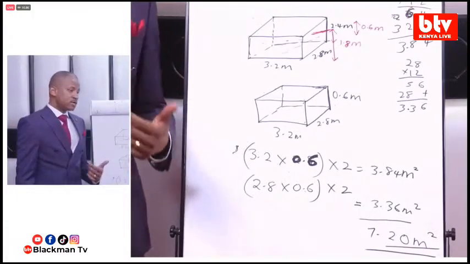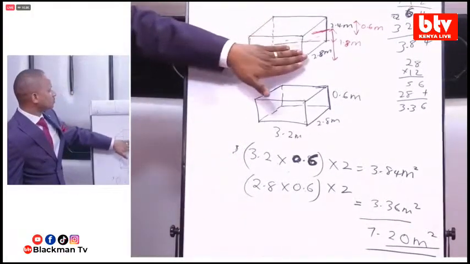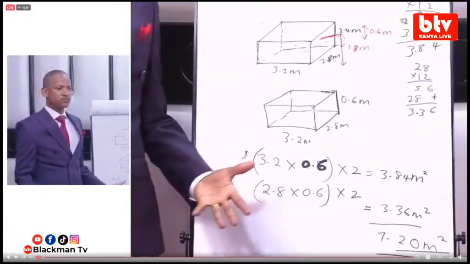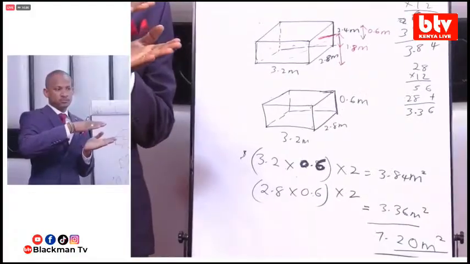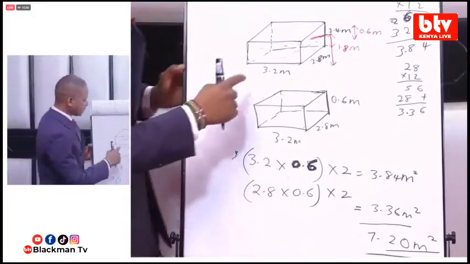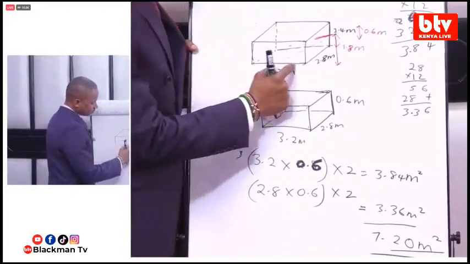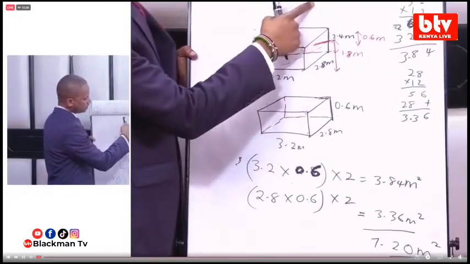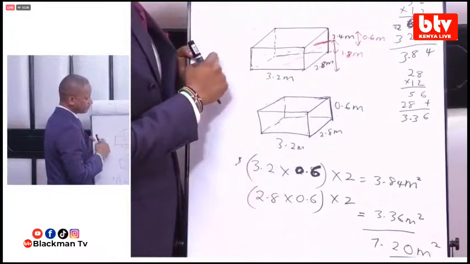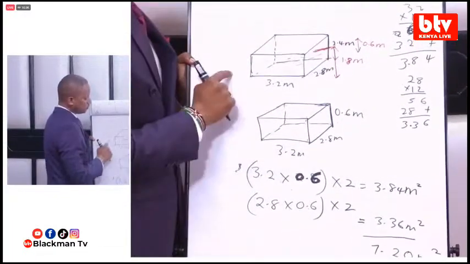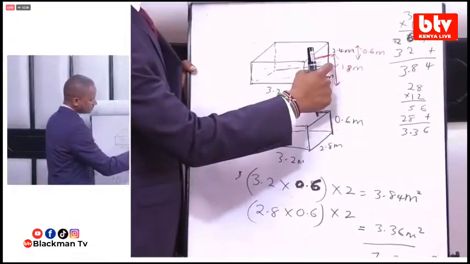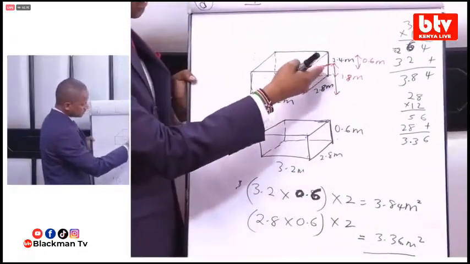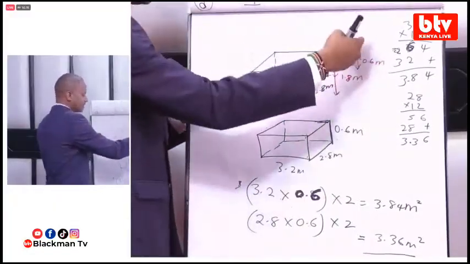Very good. The question can also tell you that the tank was full, and you want the area in contact with water, full and closed. Then you could have done 3.2 times the total height touching water, which in this case is 2.4, times 2, plus 2.8 times 2.4 times 2, because it is this side and the other side. Then the base.